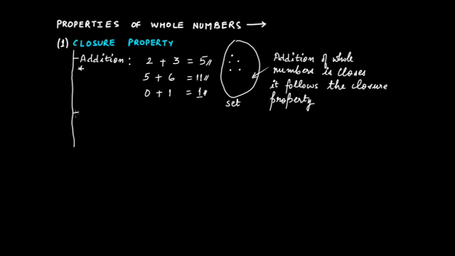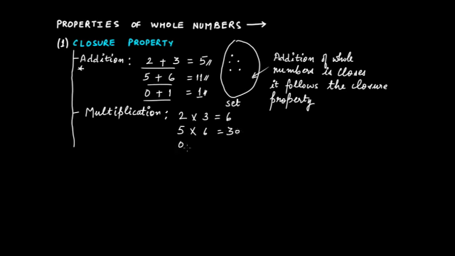Now let's move on towards multiplication. In case of multiplication, let's take the same previous examples. So you have 2 and you have 3. Now someone asks you to multiply them, what would you get? You will get 6. You have 5 and you multiply with 6, you would get 30. You have 0, and if you multiply it by 1, you would get 0. Now you would notice that again, the 6, the 30 and 0 all are whole numbers.